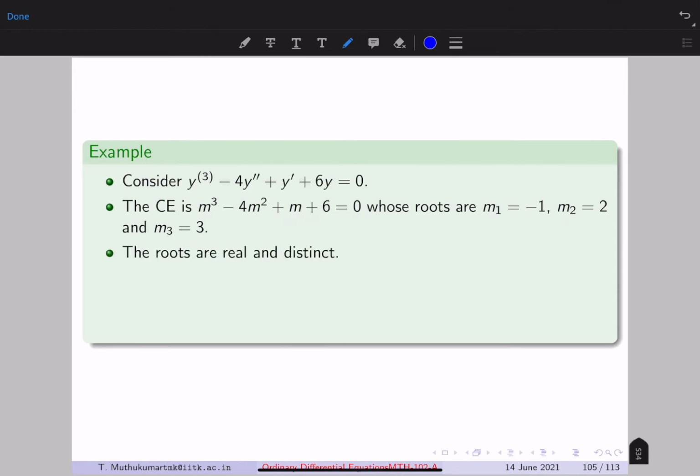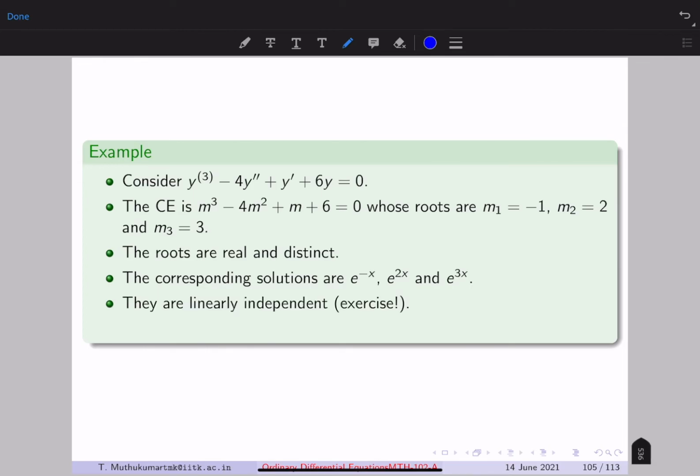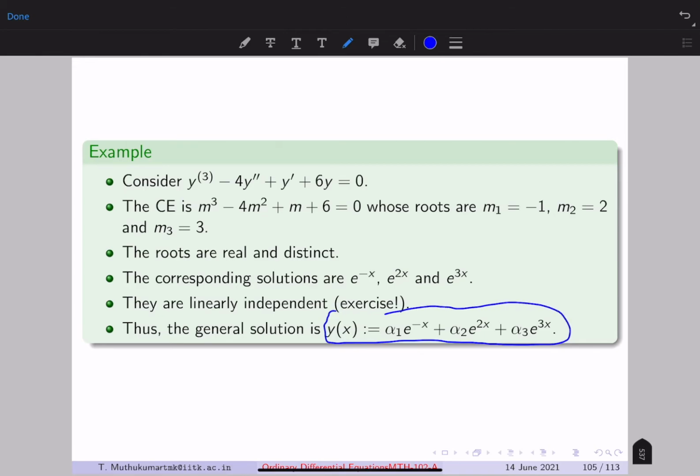So the corresponding functions are exponentials of these three, which is e power -x, e power 2x, and e power 3x. We need to check that they are linearly independent. Please do it as an exercise. Look at the Wronskian and show that it's non-zero, so they should be linearly independent. And since they are linearly independent, any general solution of this should be the linear combination of these three functions. So we have solved. Similarly, you can do this for any case when you have distinct real roots.